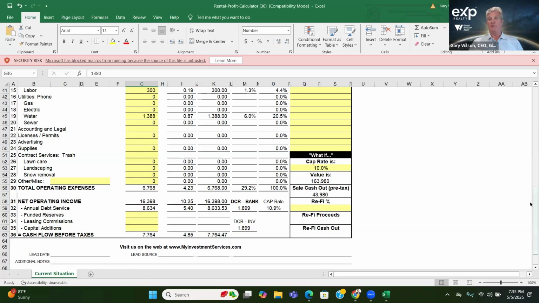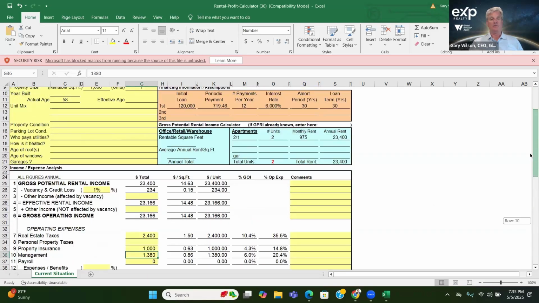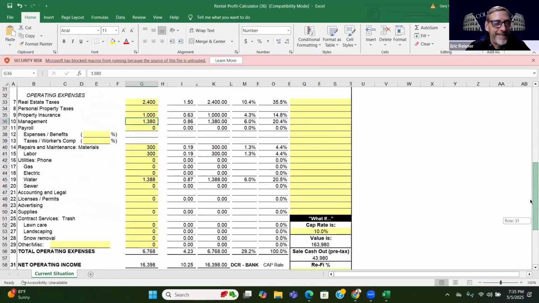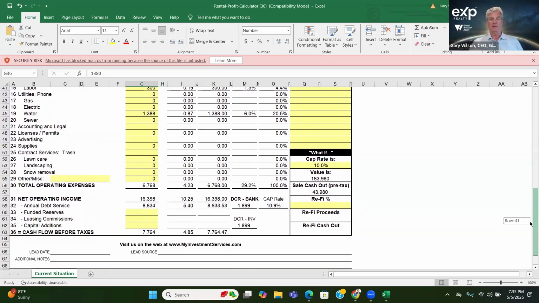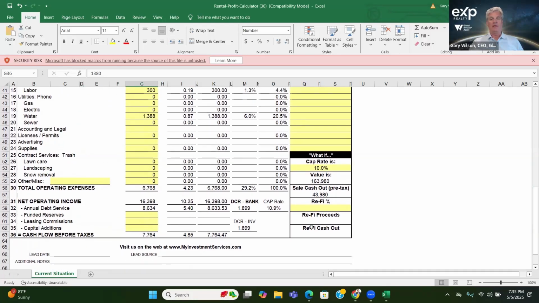Not too shabby. You need a few more $150,000 properties like those to retire. Oh yeah. Well, you need a couple of them. Yeah. But in any case, you can see the cap rate is 10.9%, which is really good these days.